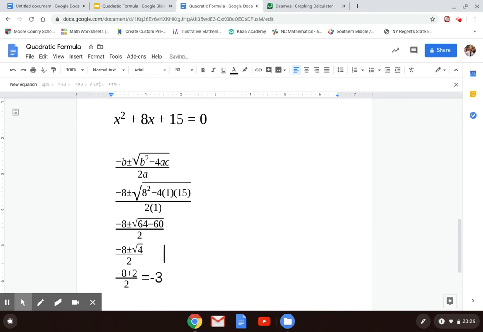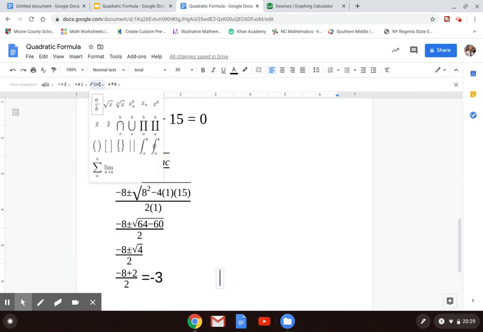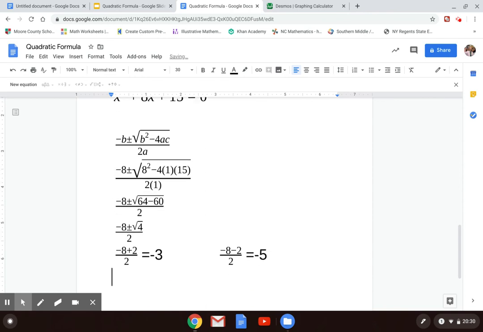Okay, so then my other equation is going to be negative 8 minus 2, because remember we're plus or minus that square root of 4 over 2, which is going to equal negative 8 minus 2, which is negative 10, divided by 2 equals negative 5. So therefore my two answers here, or my solution set, is going to be negative 5 comma negative 3. So those are the two zeros of my function.